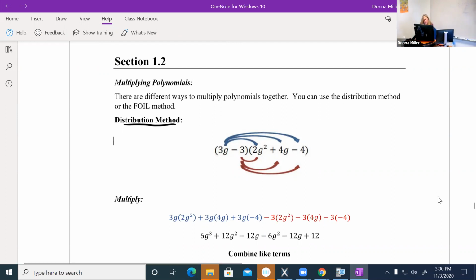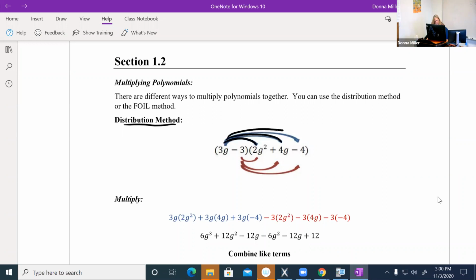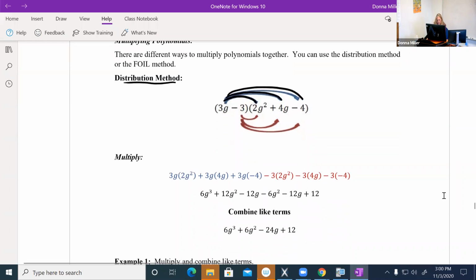So like when I have 3g minus 3 in parentheses times the other guy, what you want to do is you're going to take the first term and you're going to multiply it by all of the terms in the second guy. So she's got it here. I'll just do it the way she did it. It's 3g times 2g squared. So she did this one. Then she did 3g times 4g. Then 3g times negative 4. Okay, so she multiplied the first term by all the terms.